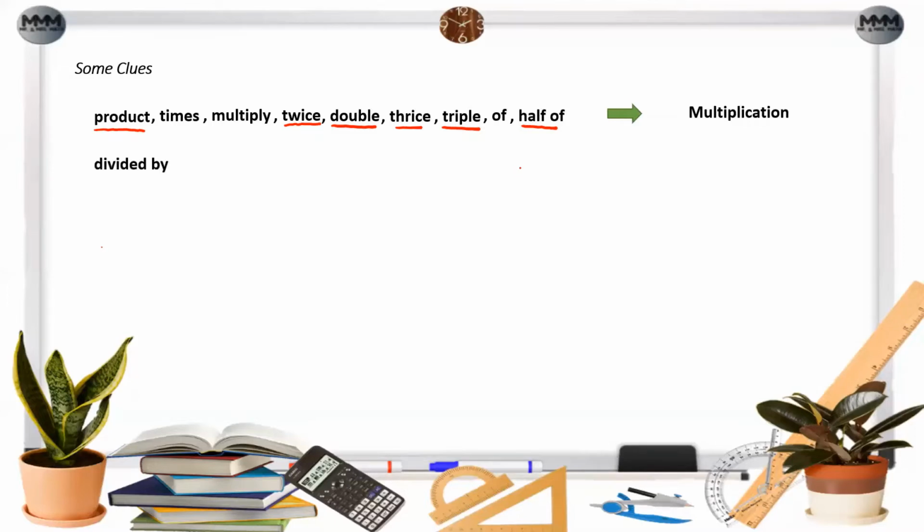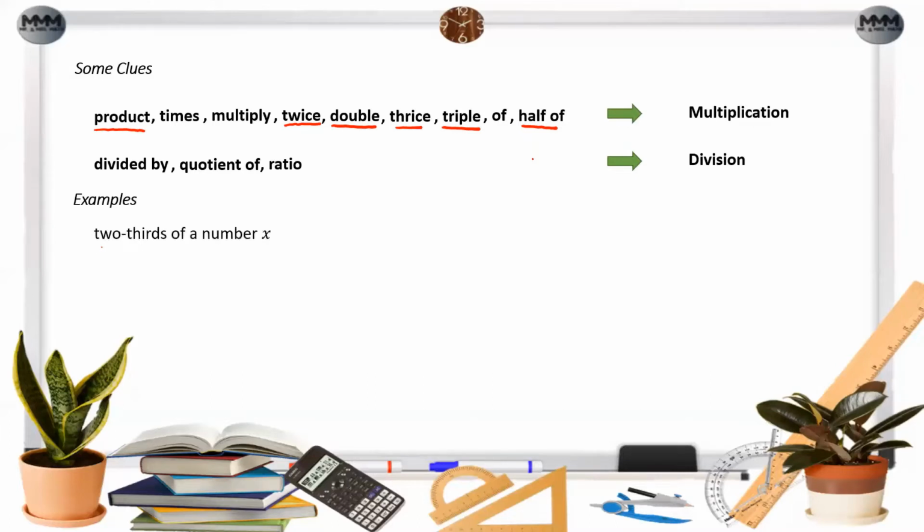Another we have here: divided by, quotient of, or ratio. Now these terms bring the process of division. Now let us try to consider some examples here.